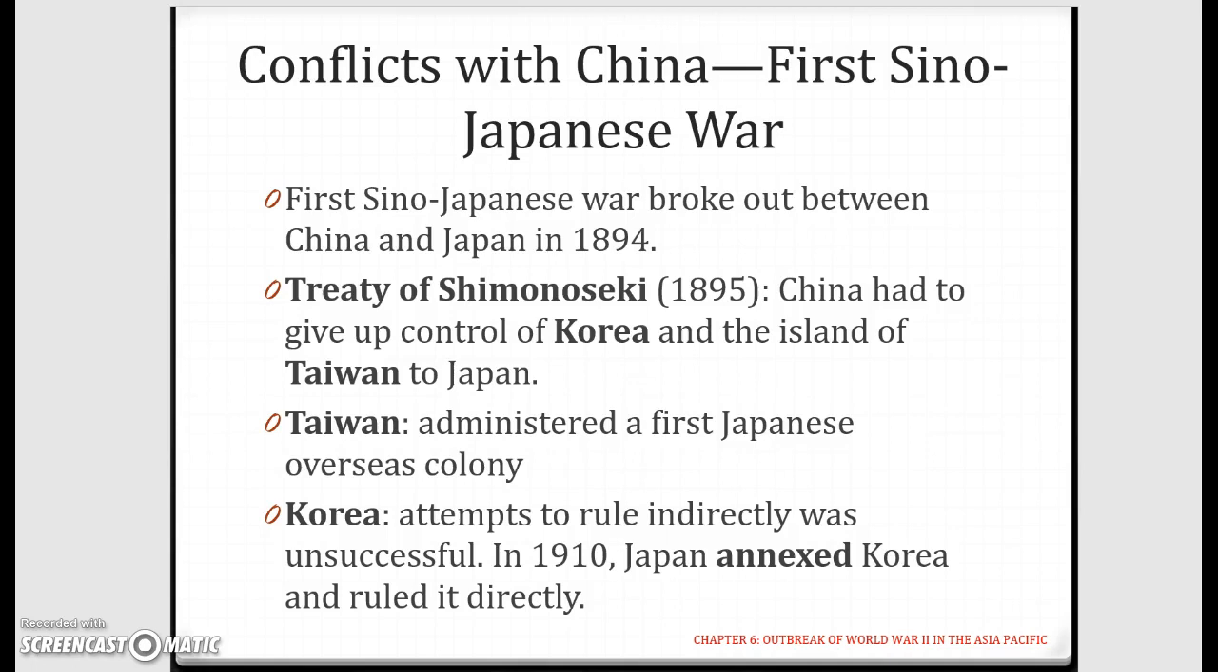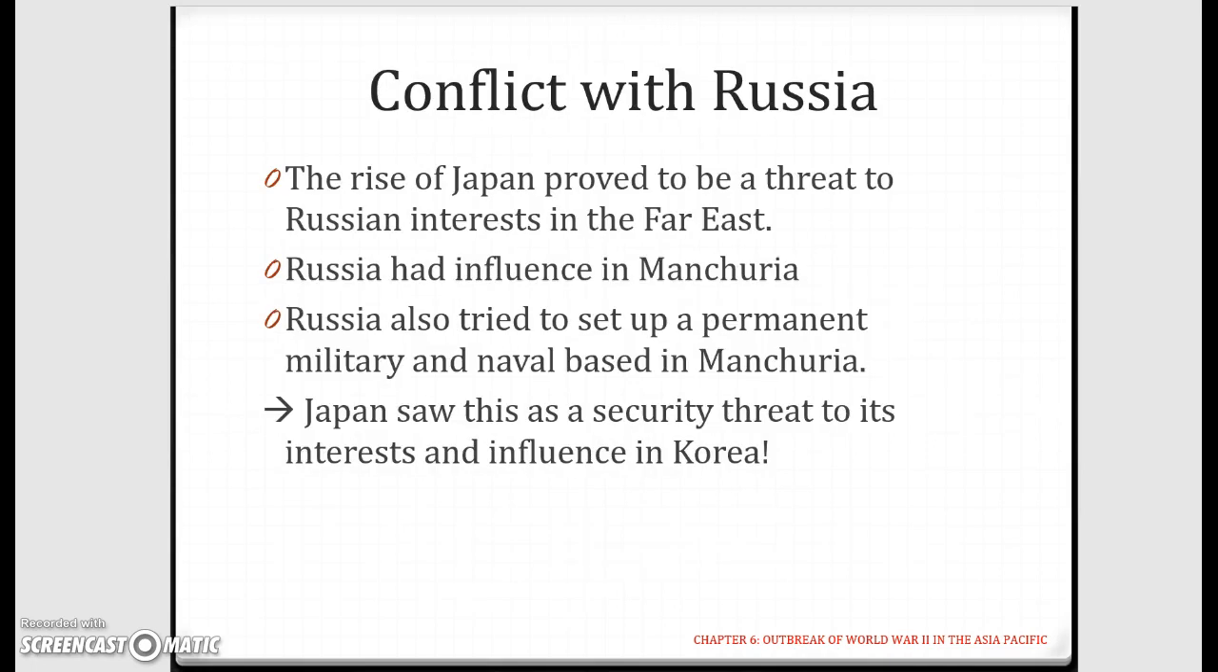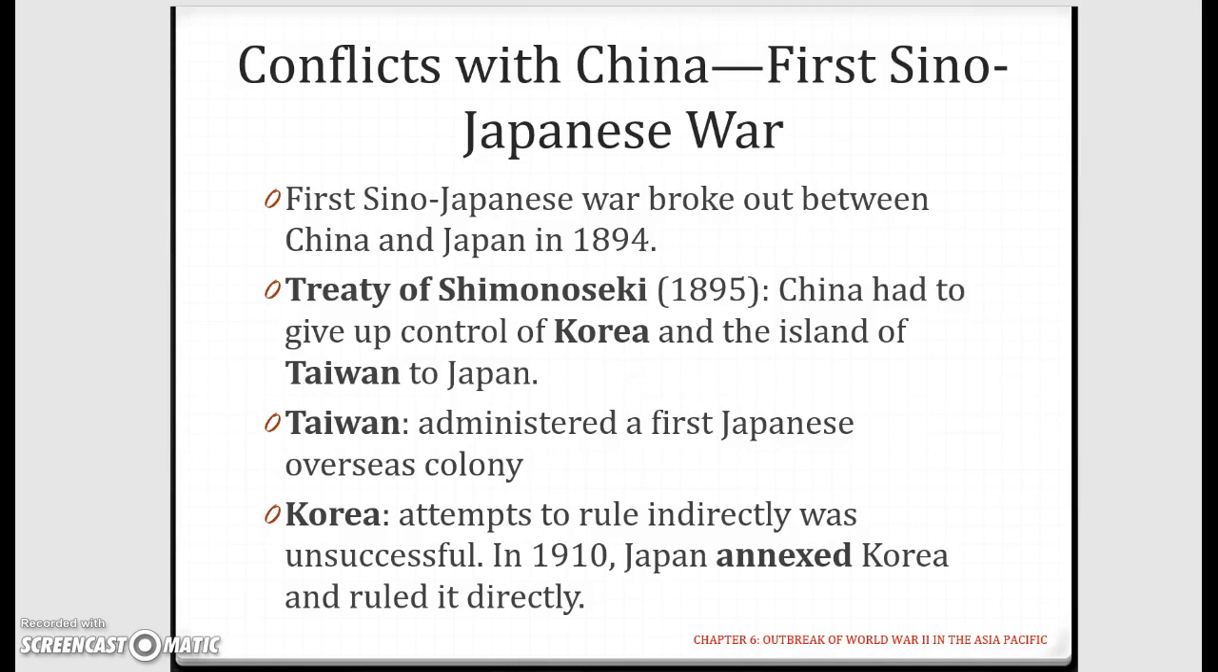so that you know that they actually had control of Korea, right? So as you can see, when we talk about conflict with Russia, they saw this as a security threat to their interests in Korea. And why did they have Korea in the first place? It was because of the first Sino-Japanese War. Now, every time you see the word Sino, it's got to do with China.